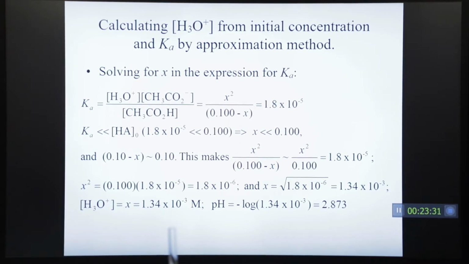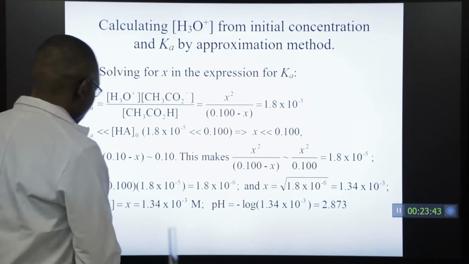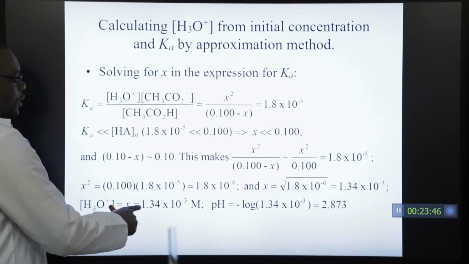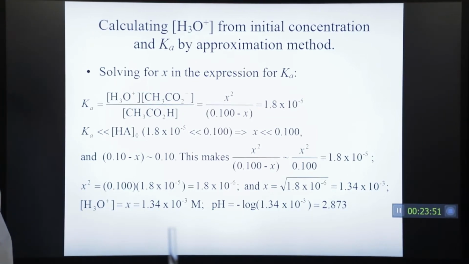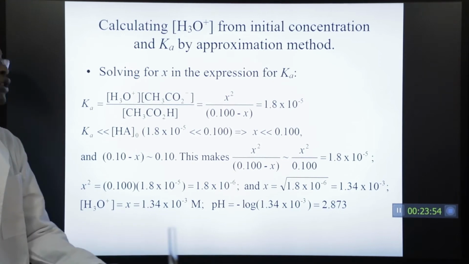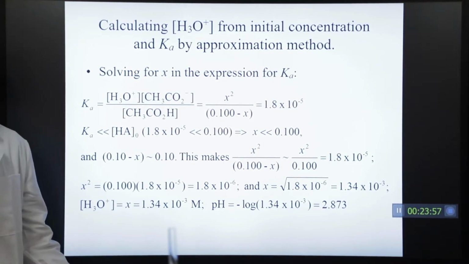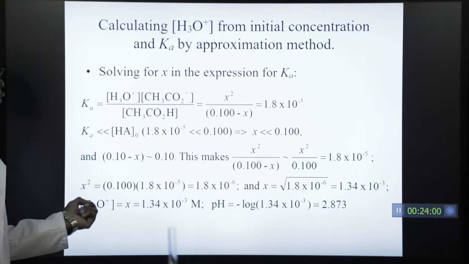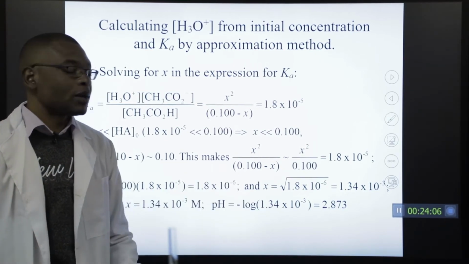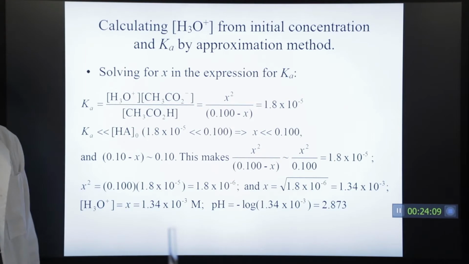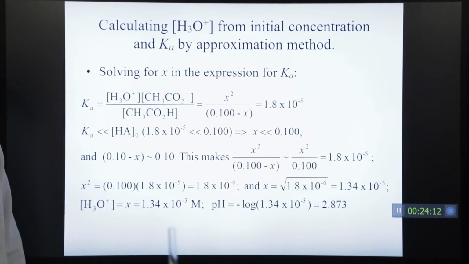But we want to find the concentration of the H plus ions, or the hydronium ions. And what it simply means is that the concentration of the hydronium ion is equal to X, which is also equal to 1.34 times 10 to the power minus 3. So now that we have the concentration of the hydronium ion, we can find pH, where pH is equal to minus log the concentration of the hydronium ion, which is equal to minus log 1.34 times 10 to the power minus 3, which gives us 2.873, which shows that this is a weak acid.